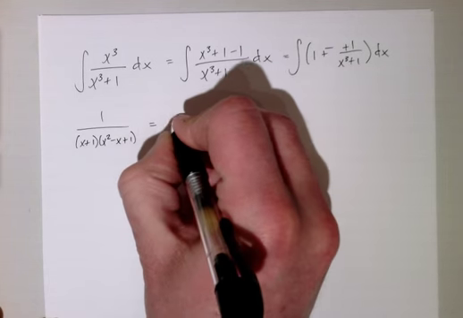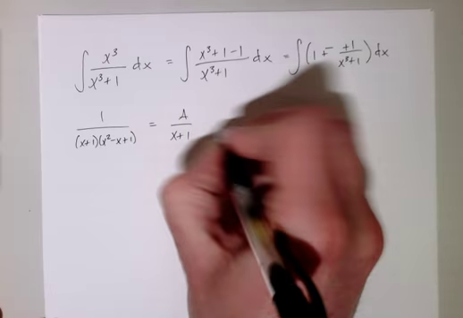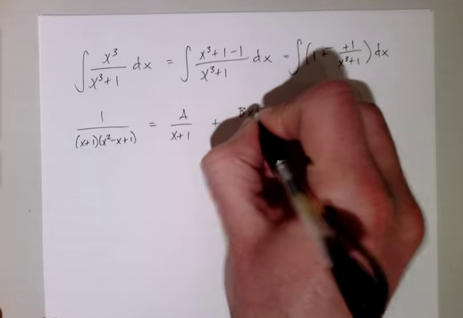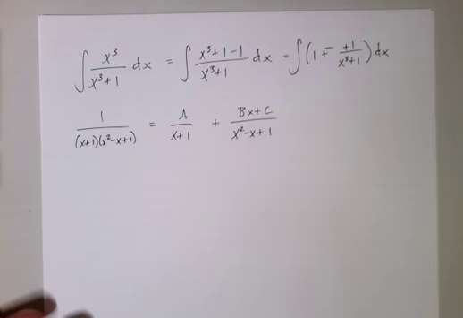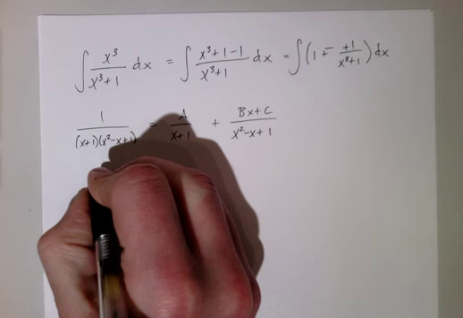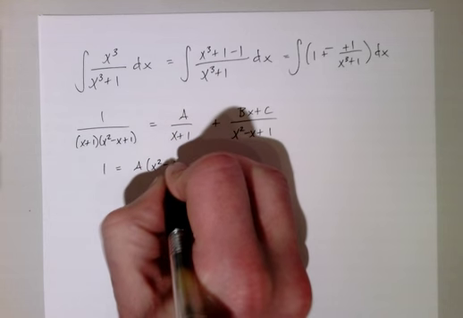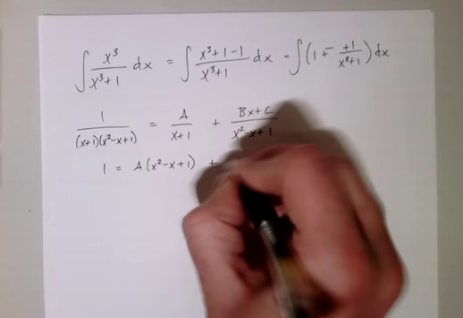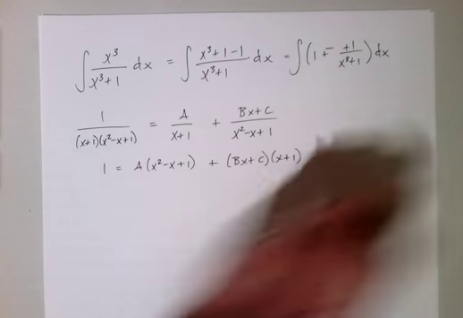Okay, so what I have here is a over x plus 1 plus bx plus c over x squared minus x plus 1. And that, of course, is the factorization for the sum of two cubes, which I'm sure everyone remembered, right? No. Okay. Bx plus c times x plus 1.